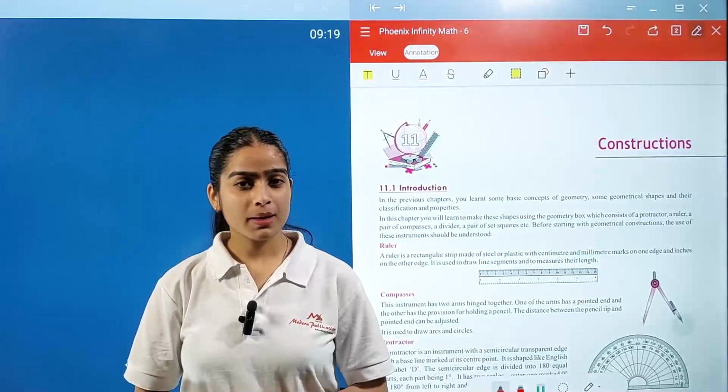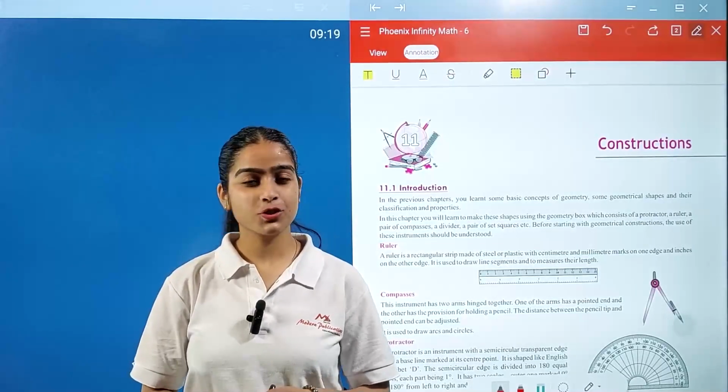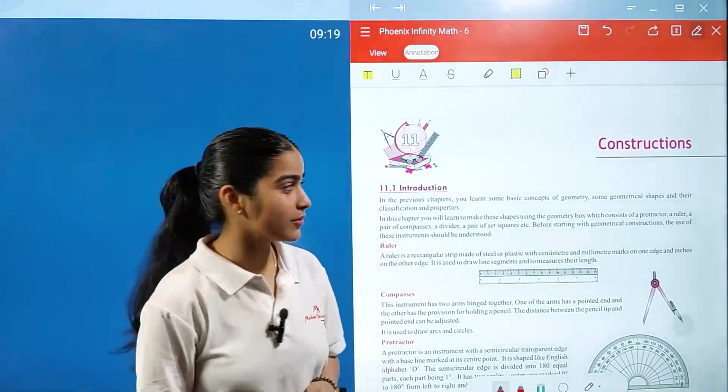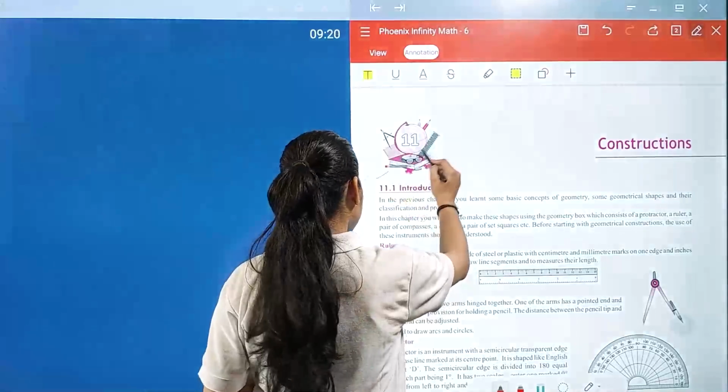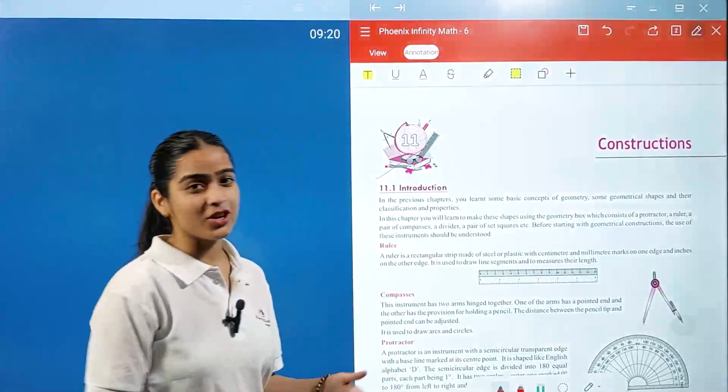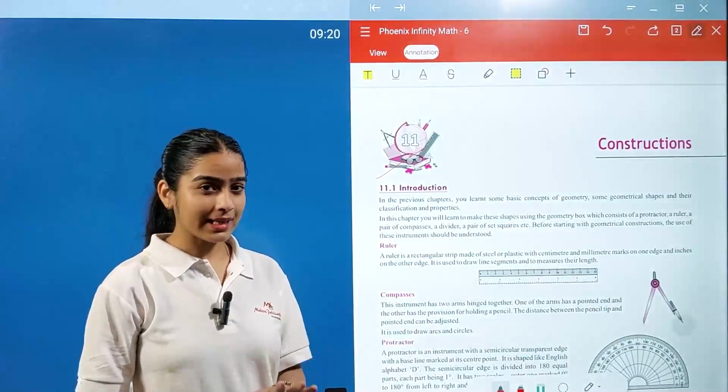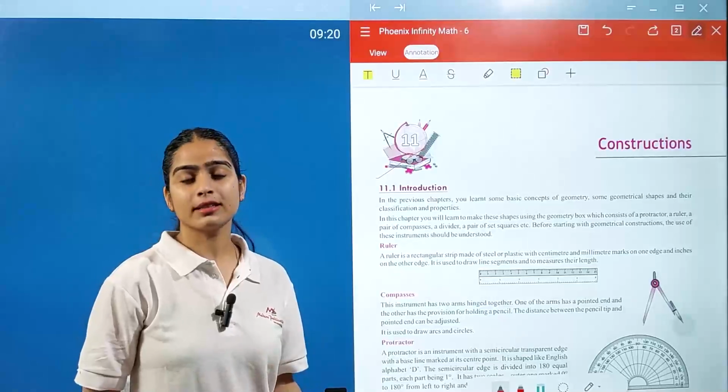So students, I'm your mathematics educator again, here with a new chapter and a new concept. Today we are going to learn about chapter number 11, which is constructions. I hope you like this name, construction, and that you also like this chapter.